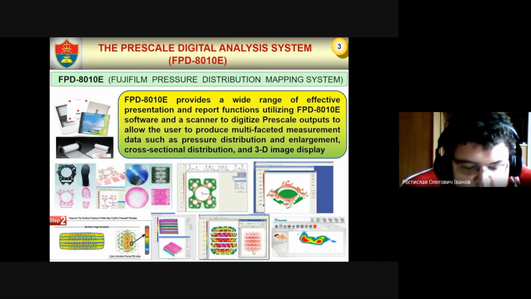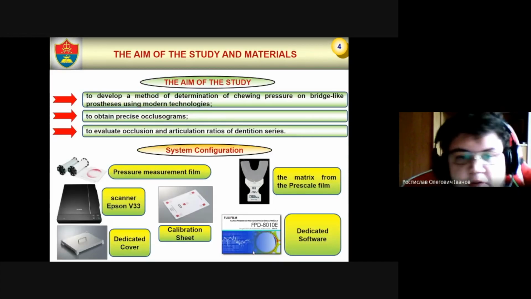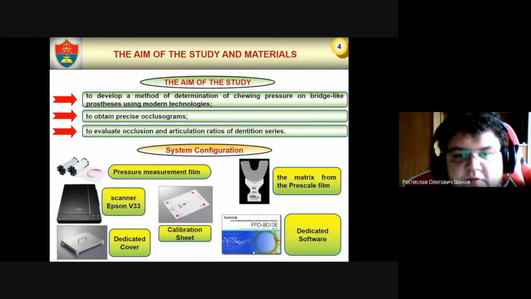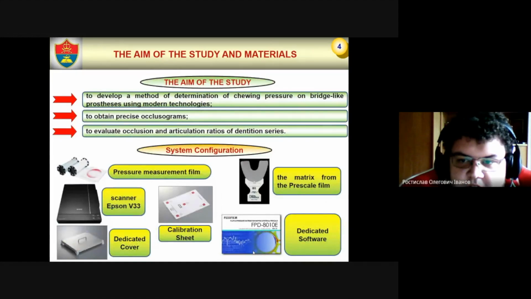in our work. The goal of our study was to obtain precise occlusiograms, to develop a method of determination of chewing pressure on bridge-like prosthetics using modern technologies.